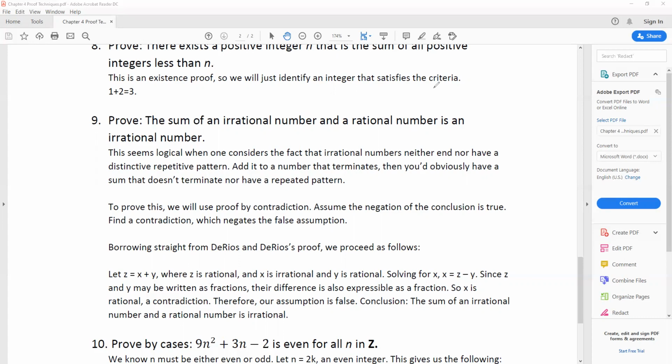So it seems rather intuitive or obvious that if you were to add a rational number to the irrational number, that it too would go on forever without a discernible pattern. But how do we express this in a meaningful way, a more concise way?